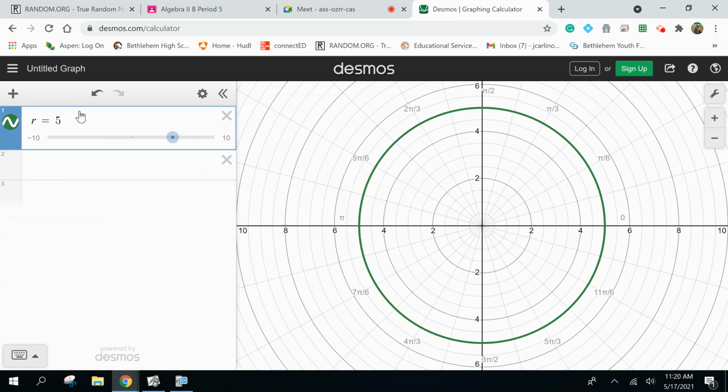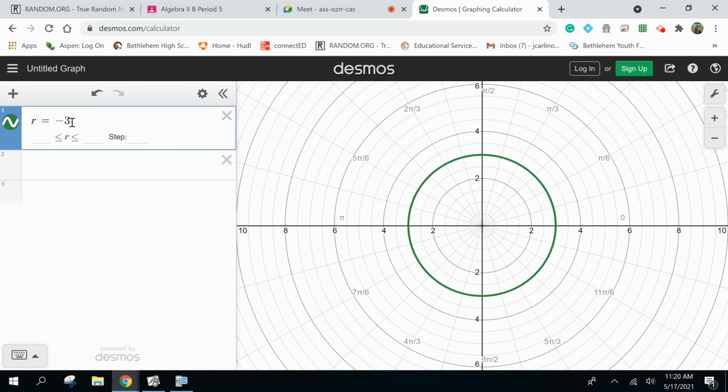And just to be on the safe side, you never know. r equals -3, there it is. A circle going through 3.